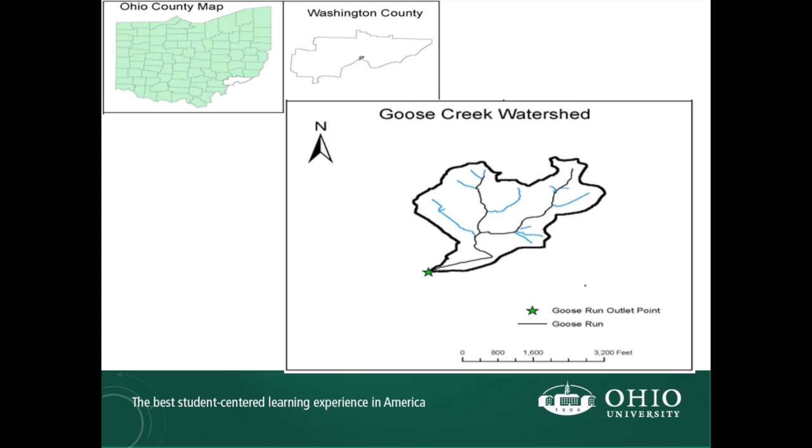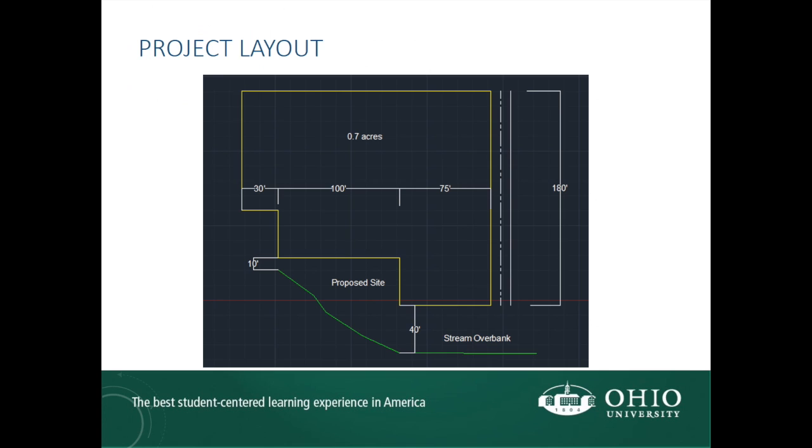We can see the general location of this project from the maps shown. Washington County is highlighted in white on the Ohio State map, and the Goose Creek watershed, which is magnified in the lower right picture, is shown in green on the Washington County map. This drawing shows the location of the rain garden with respect to the parking lot and stream.